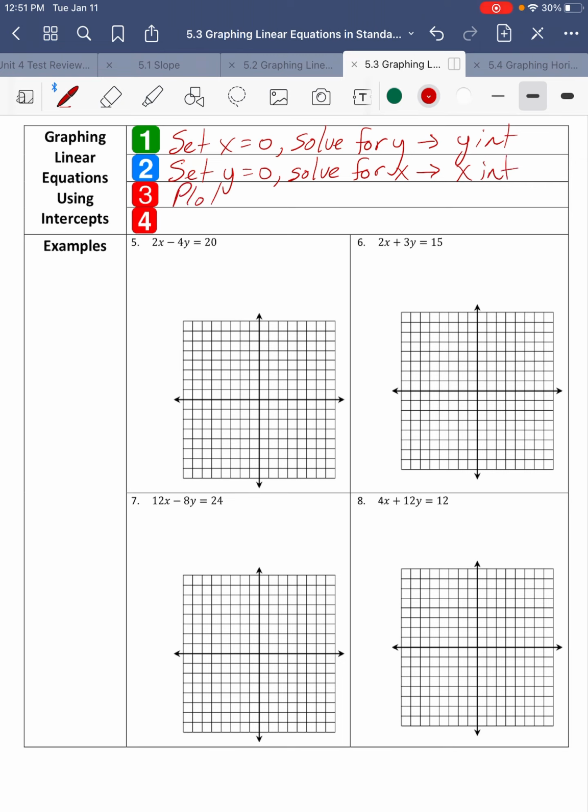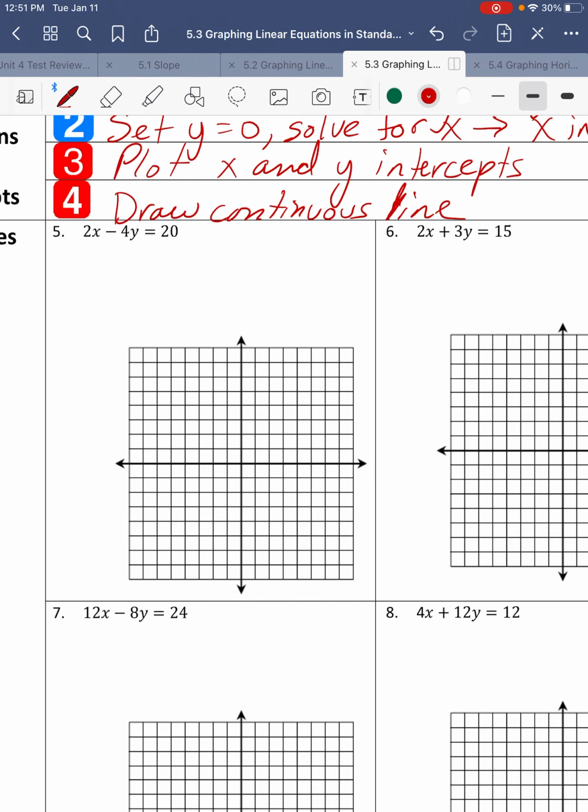Then we're going to plot the x and y-intercepts, which gives us 2 points. 2 points is enough to draw your continuous linear graph, continuous line. All right, so let's actually dive into this. So to get my x-intercept, I'm going to set y equal to 0.